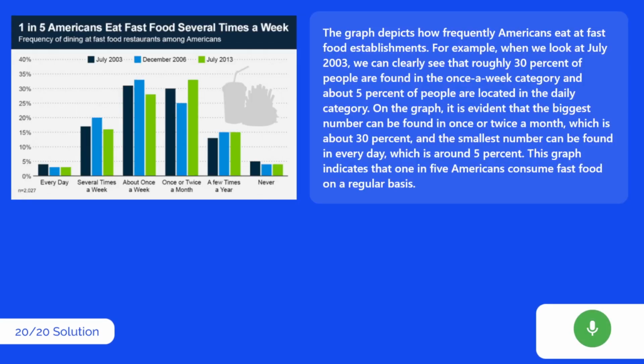The graph depicts how frequently Americans eat at fast food establishments. For example, when we look at July 2003, we can clearly see that roughly 30% of people are found in the once-a-week category and about 5% of people are located in the daily category. On the graph, it is evident that the biggest number can be found in once or twice a month, which is about 30%, and the smallest number can be found in every day, which is around 5%. This graph indicates that 1 in 5 Americans consume fast food on a regular basis.